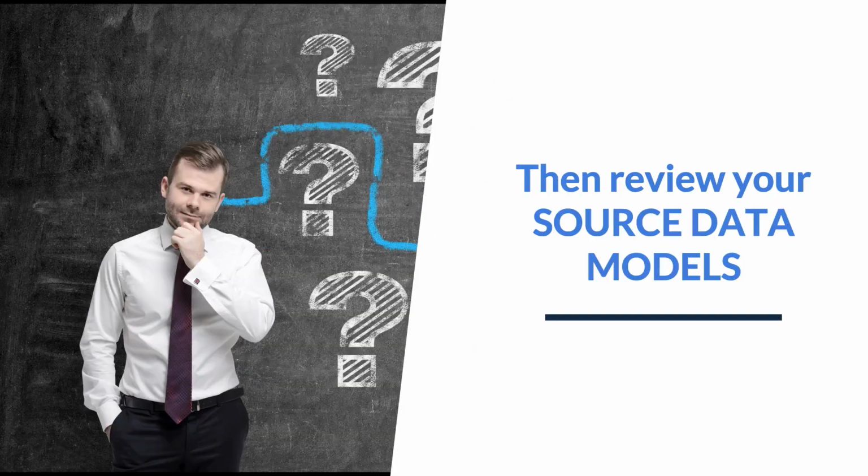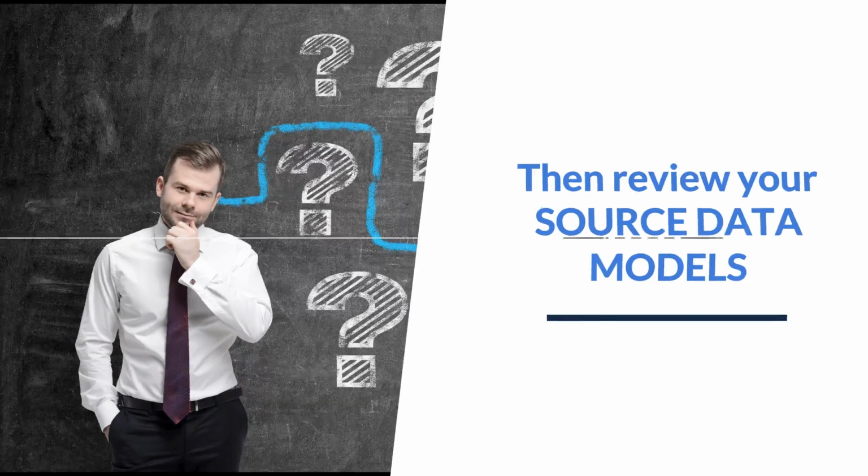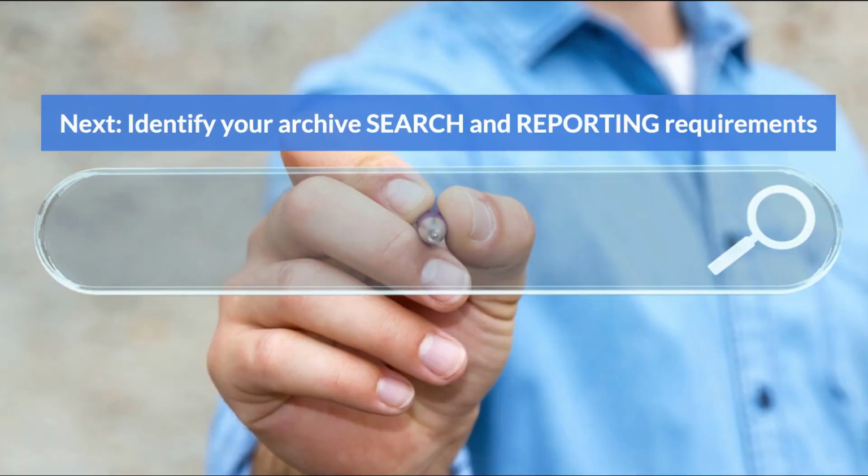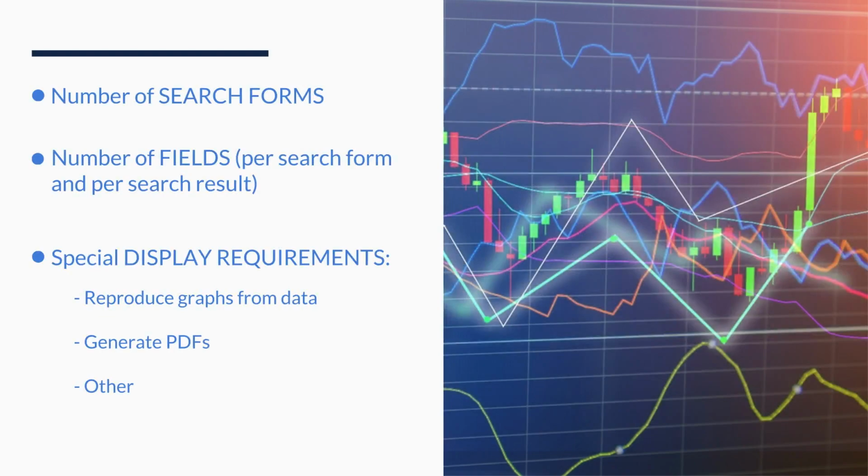Once you've identified this information, you then need to review your source data models. This includes the number of databases and the number of schemas in each database. It also includes the number of tables and the data analysis approach. Next, you need to identify your archive search and reporting requirements. You'll want to identify the number of search forms, the number of fields, and any special display requirements.